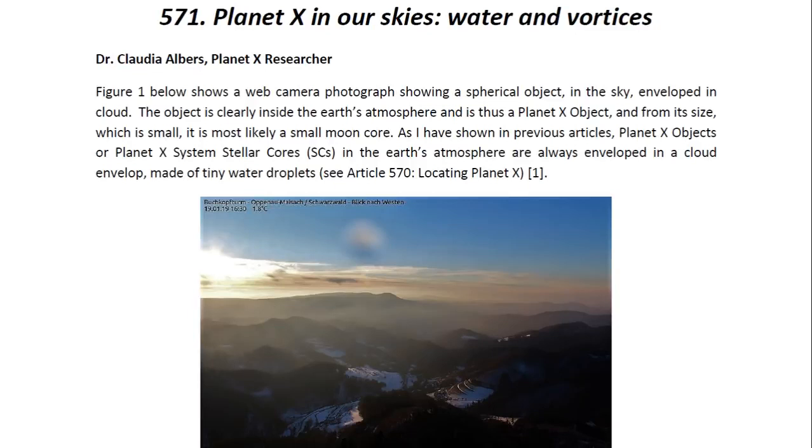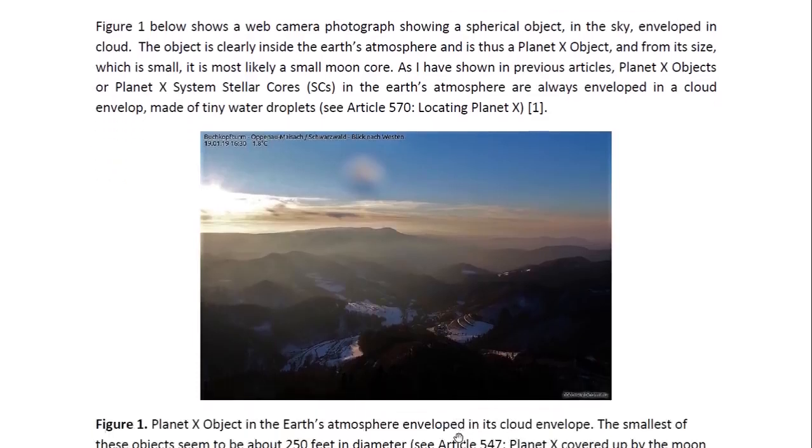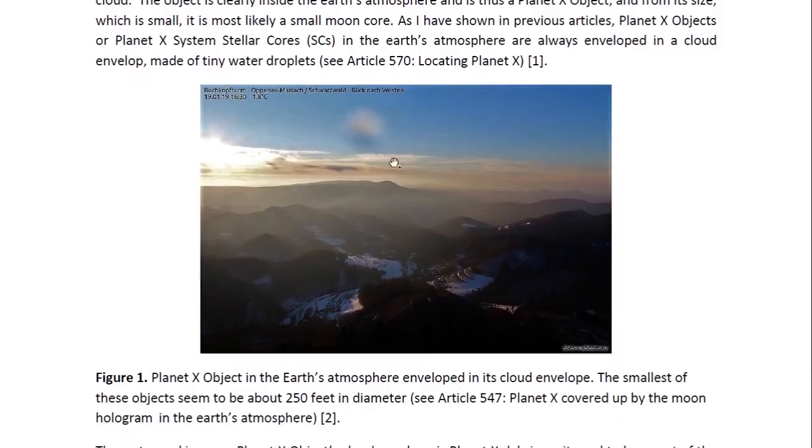As I have shown in previous articles, Planet X objects or Planet X system stellar cores in the Earth's atmosphere are always enveloped in a cloud envelope made of tiny water droplets. And you may look at Article 570 entitled Locating Planet X. So here you are, you can clearly see there's an object there, and it seems to be enveloped in a cloud. And the smallest of these objects seem to be about 250 feet in diameter.